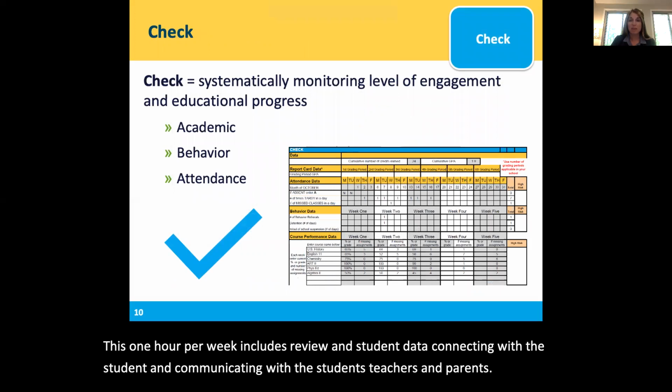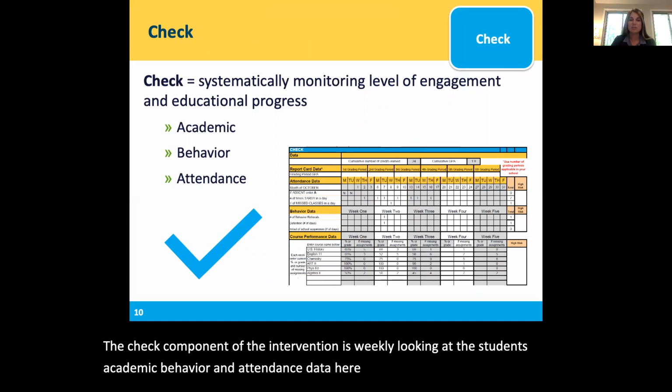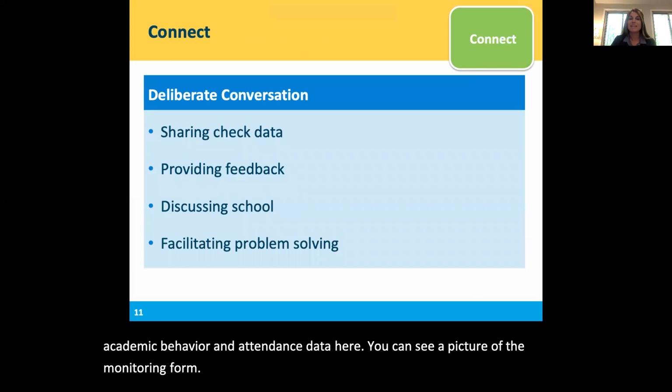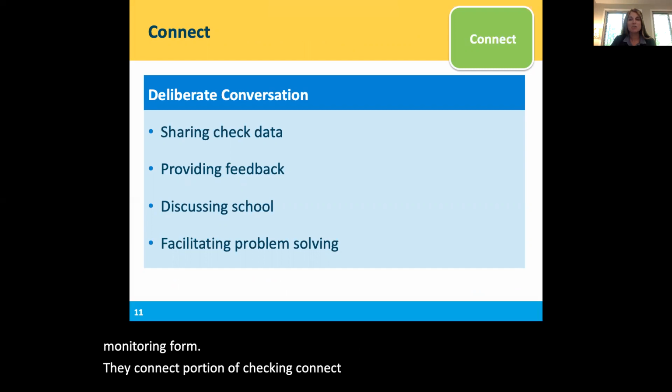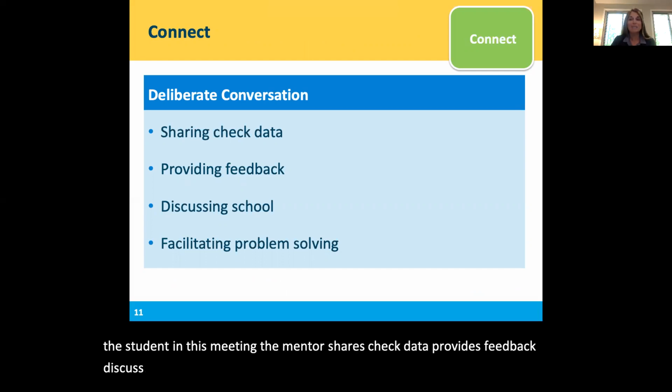The check component of the intervention is weekly looking at the student's academic, behavior, and attendance data. Here you can see a picture of the monitoring form. The Connect portion of Check and Connect is a meeting between the mentor and the student. In this meeting, the mentor shares check data, provides feedback, discusses school, and facilitates problem solving with, not for, the student.